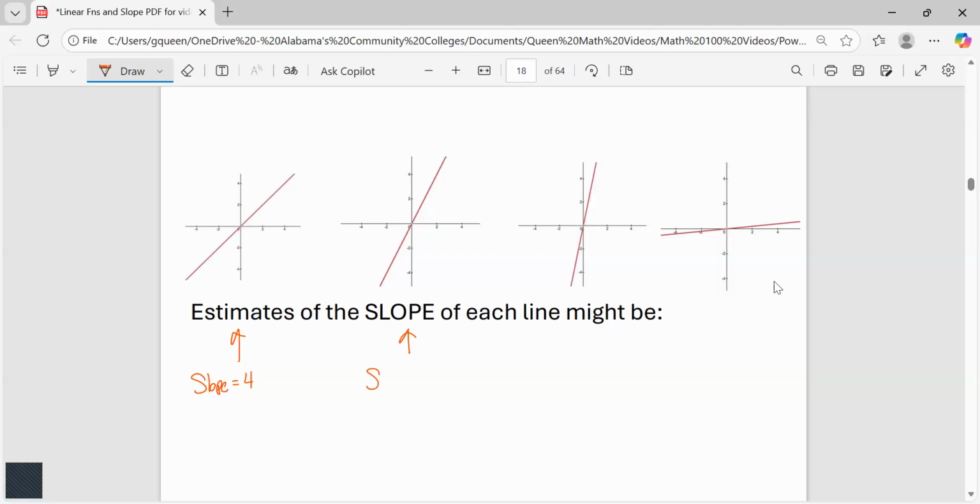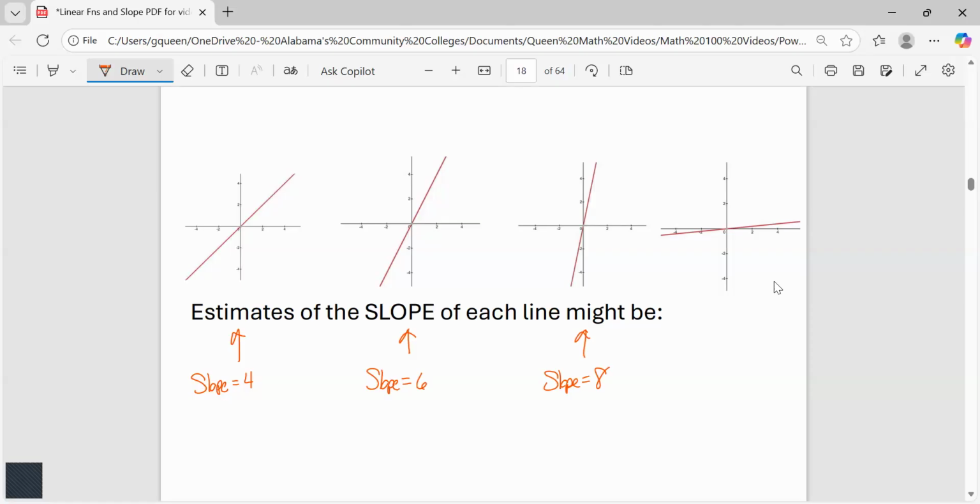So on the second line here, I can estimate the slope. Let's say the slope might be 6. More than 4, you could pick 5, whatever, we're just estimating. This one is steeper even than the first 2. So this one, I'm going to say the slope here is 8.